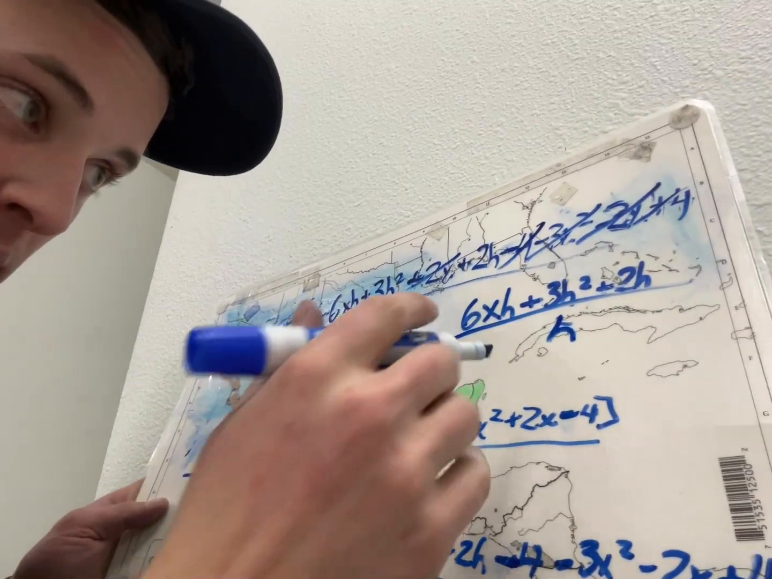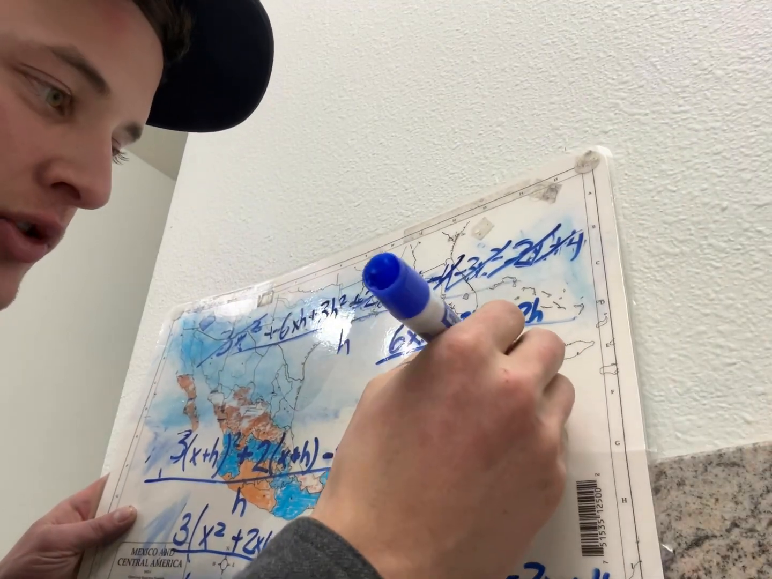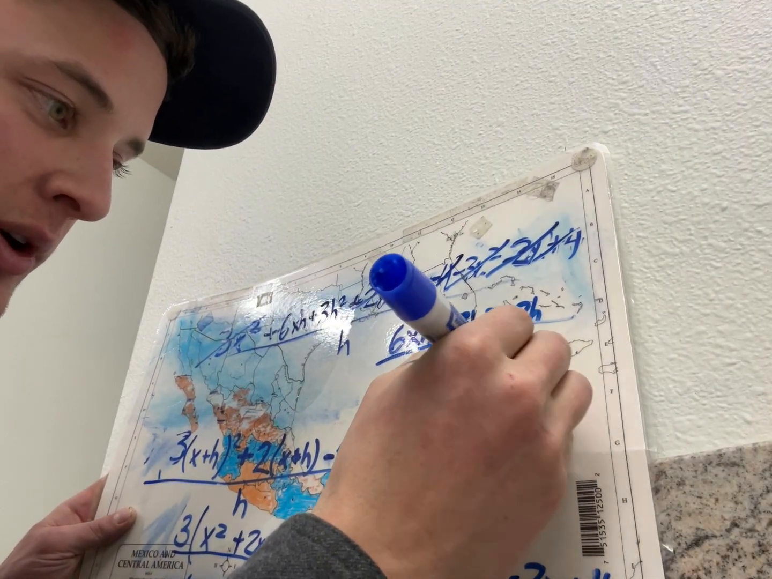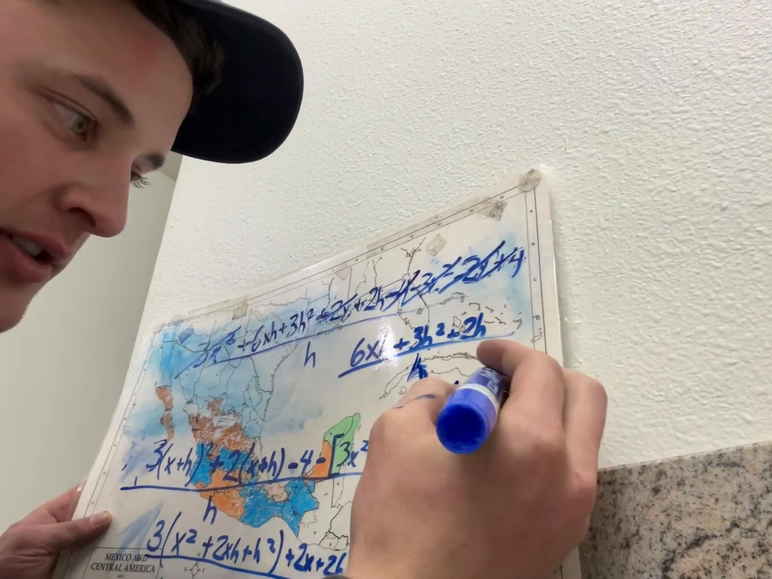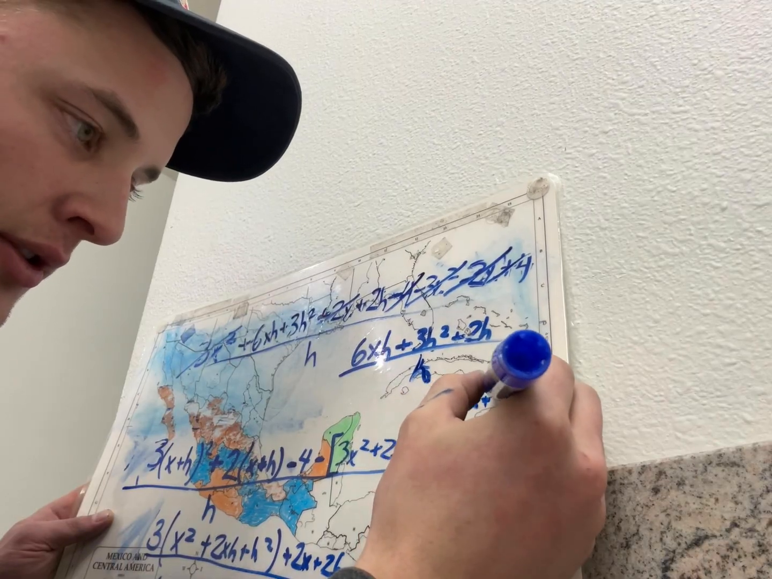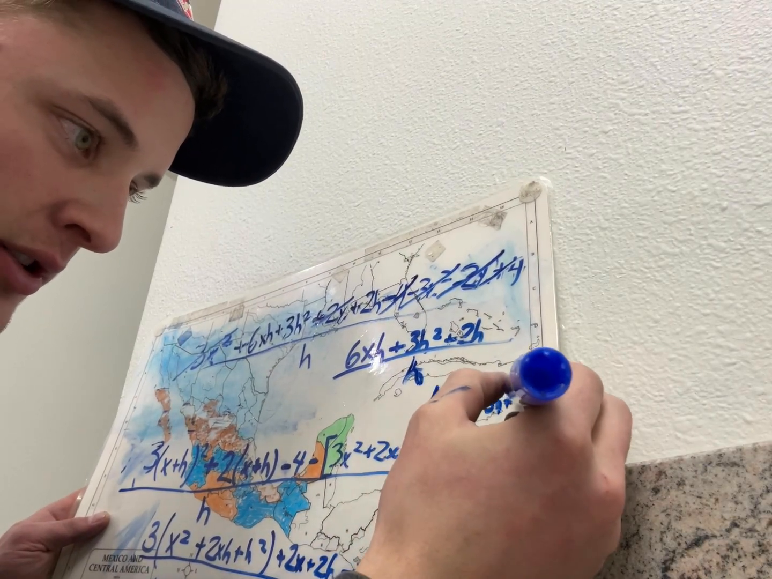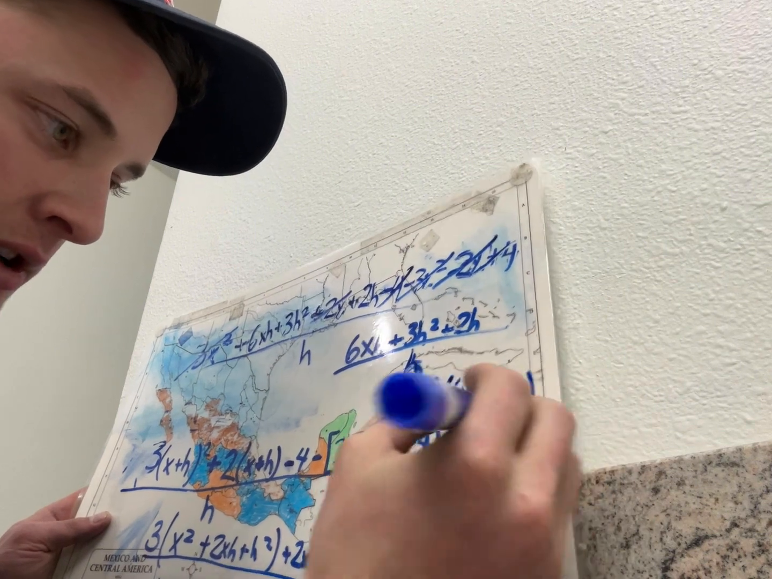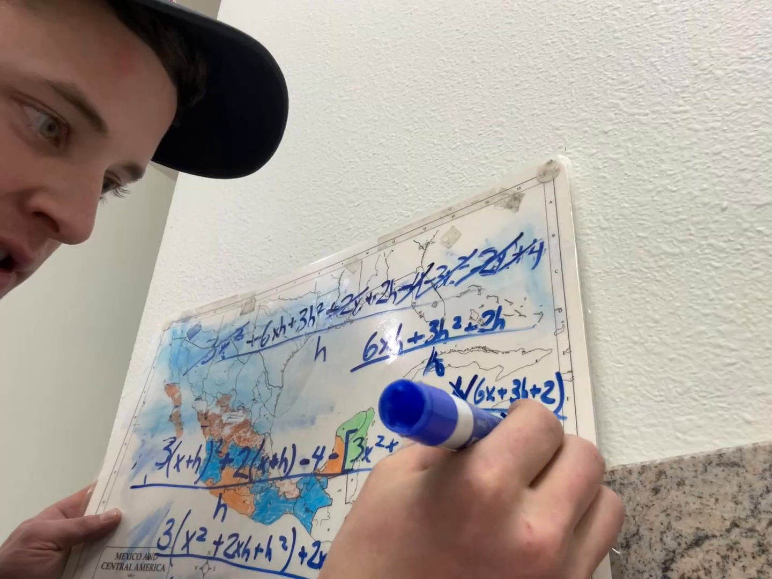Now, you might be tempted to go ahead and cross out the h's, but don't do that. Don't be improper. You have to properly factor. What's the greatest common factor of these? It's h. So you'd have h outside the parentheses, 6x plus 3h, because it's squared, so you have 1h left, plus 2. Alrighty, that's over h. Now we can go ahead and cancel these out. So your answer is 6x plus 3h plus 2.